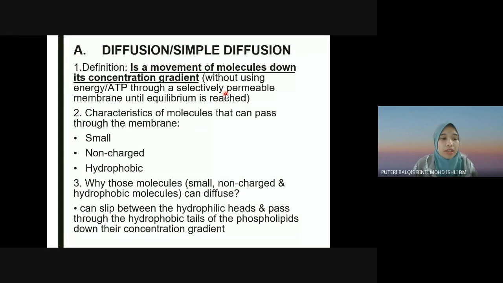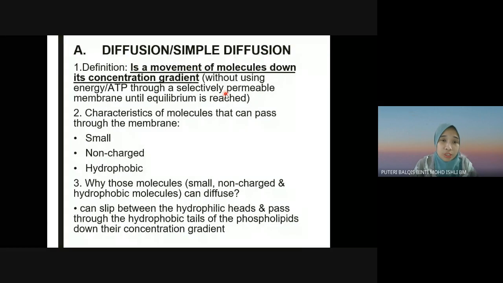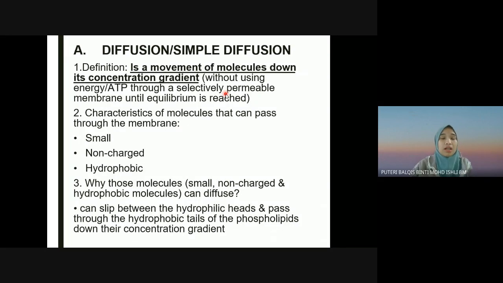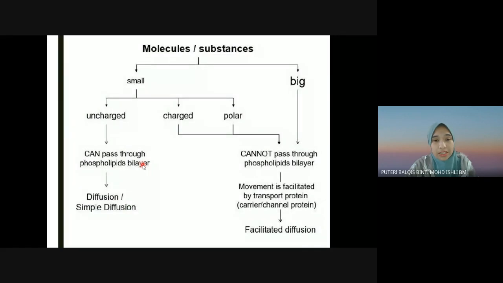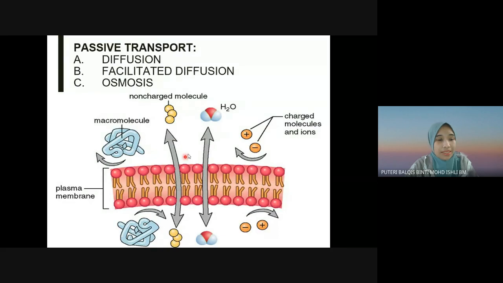Okay, so examples of molecules that can pass through are small molecules, non-charged molecules and hydrophobic molecules. As for example, if you look at this diagram, you can see that non-charged molecules and small molecules can pass through easily. They can slip between the phospholipid bilayer. Okay, senang.